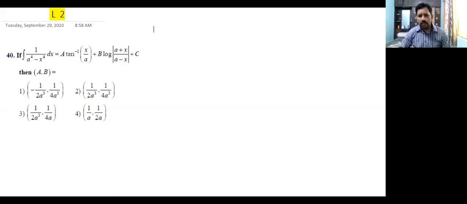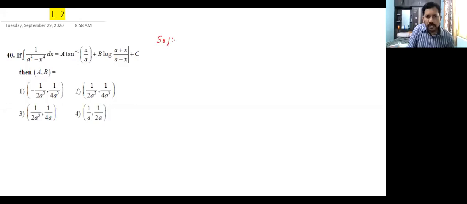Now I am going to discuss the level 2 problems. In the previous class, we completed up to question 39. Now the 48th question. See how the question is given. If the integral of 1 divided by a power 4 minus x power 4 dx is equal to a tan inverse x by a plus b logarithm of a plus x divided by a minus x plus c, then find a comma b. So we need to find the a and b values. How to do this?